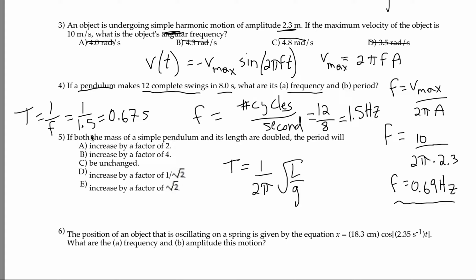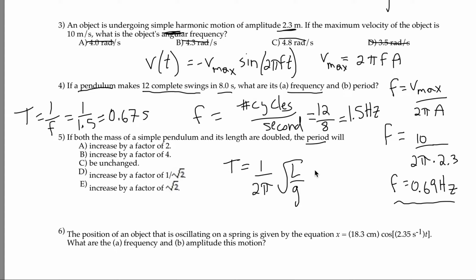Let's look at number 5. If both the mass of a simple pendulum and its length are doubled, what's going to happen to the period? So I wrote this equation here. It wasn't an accident, because this is the one that we're going to need for number 5, because now it's talking about we're changing some variables and we want to know what happens to the period, and this equation gives us the period of a pendulum.